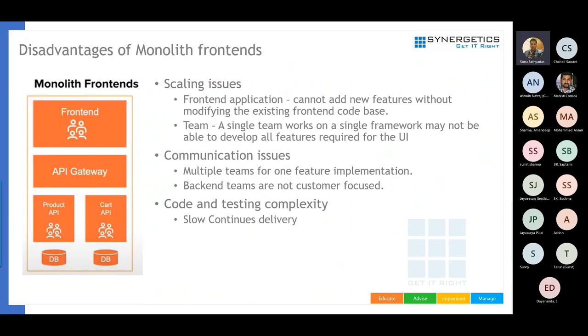But going forward, we need to modify the UI layer approach also. Consider the monolithic approach for the front end, because still the front end is developed as a monolithic application. The front-end application is consuming the product service, the order service, and the payment service. That means the front end is currently a single project, which we call a monolith front-end application. It has some disadvantages. First of all, it has some scaling issues, which means it cannot add new features without modifying the existing front-end code base.